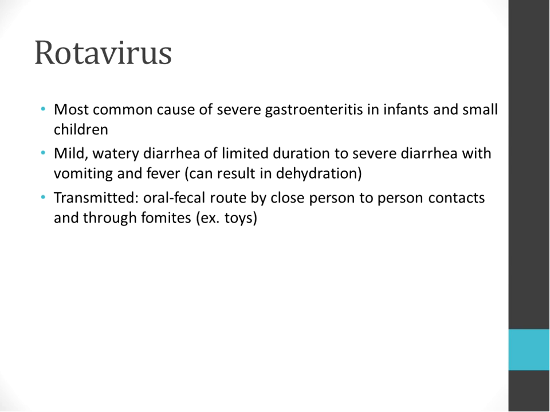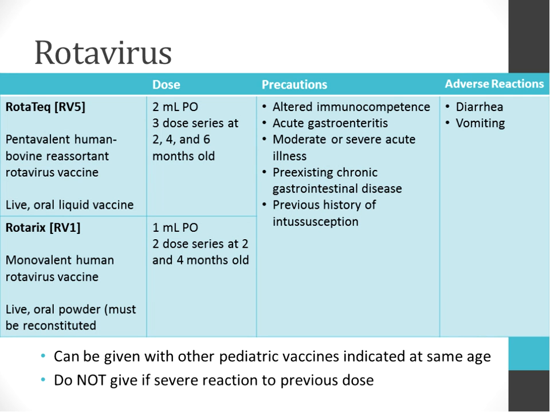Rotavirus is the most common severe gastroenteritis in infants and small children, typically mild watery diarrhea, limited duration for it, and transmitted by oral fecal route by close persons and through fomites such as toys. There are 2 vaccines that are available for this, RotaTeq and Rotarix. Both of these are live and oral medications. Adverse reactions for these are diarrhea and vomiting. And it can be given with other pediatric vaccines that are indicated at the same age.